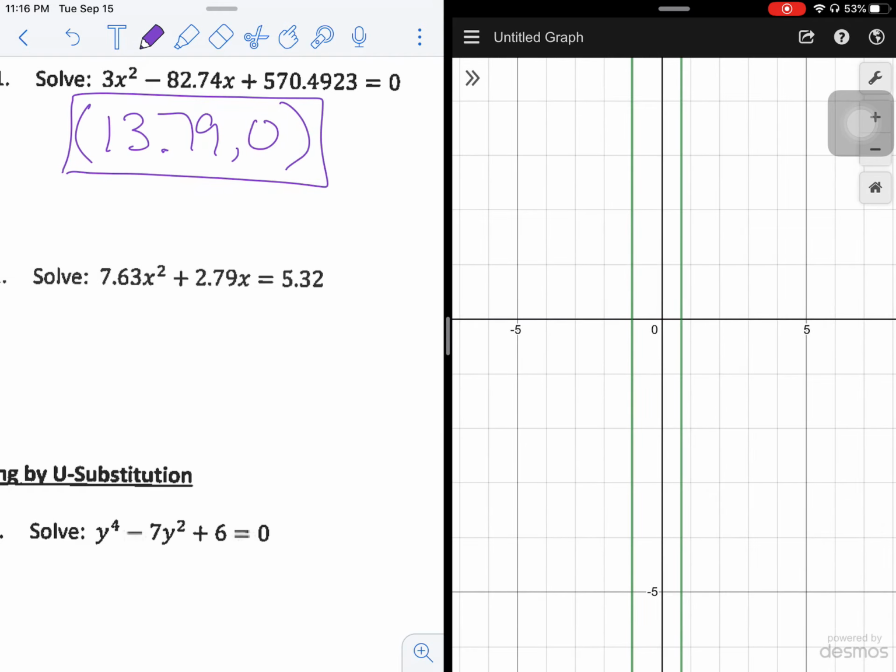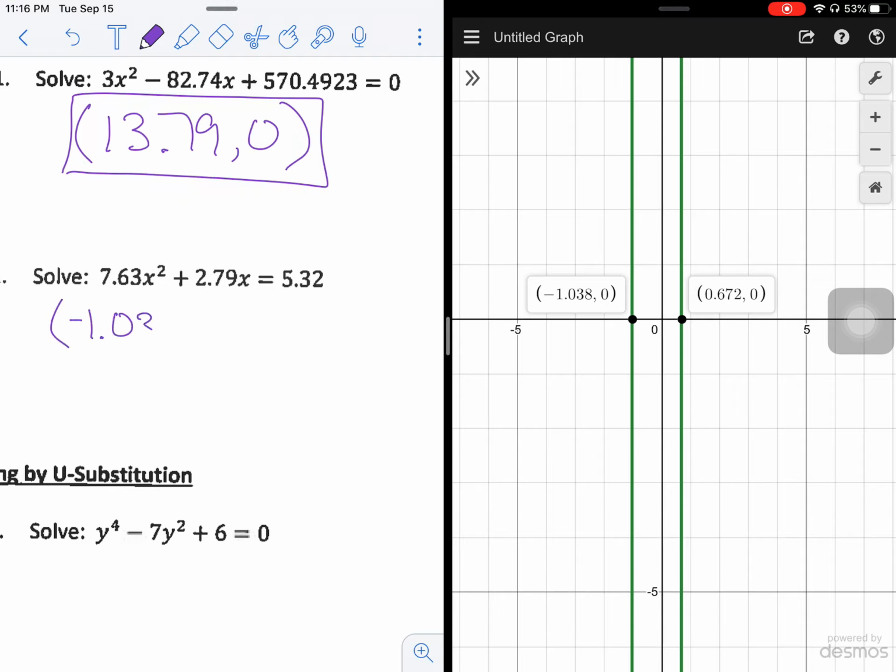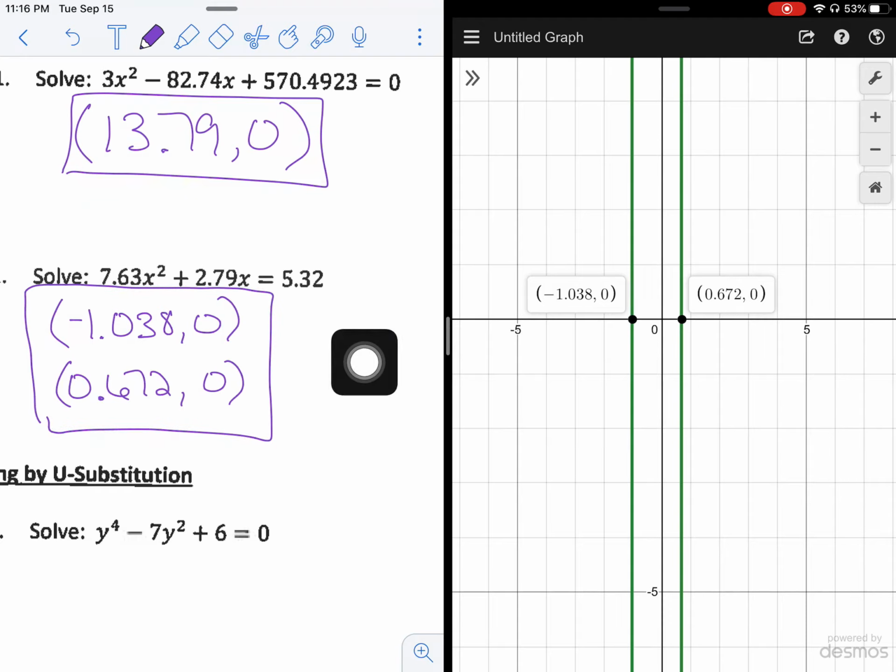Now, I know that this is a quadratic because it says x squared, but it's a really, really tall quadratic, very stretched. So I'm going to tap on it, and as I tap on it, the graph darkens, and you'll notice it also popped up these two gray dots. So there's one of them, there's the other one. So the solutions to problem number 2 would be negative 1.038, 0. Yes, your x-intercepts need to be written with ordered pairs, please and thank you. Okay. And so there's your solutions.